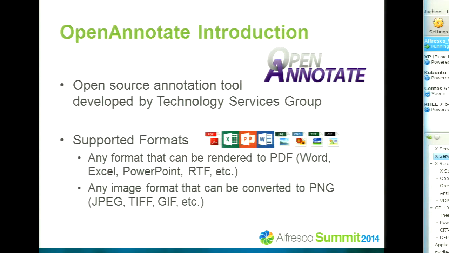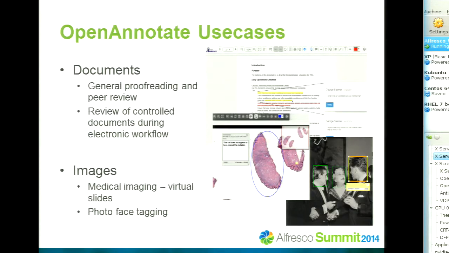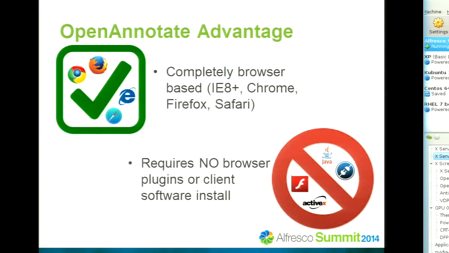OpenAnnotate is an open source annotation tool that was developed by Technology Services Group. It supports annotations on a variety of document formats, anything that can be rendered to PDF or PNG image, so that includes all your Office formats. Some use cases with annotations: the more obvious case, review of documents and markup for review and proofreading. More interesting use cases, images. We have used it with medical images as well as face tagging of photos.